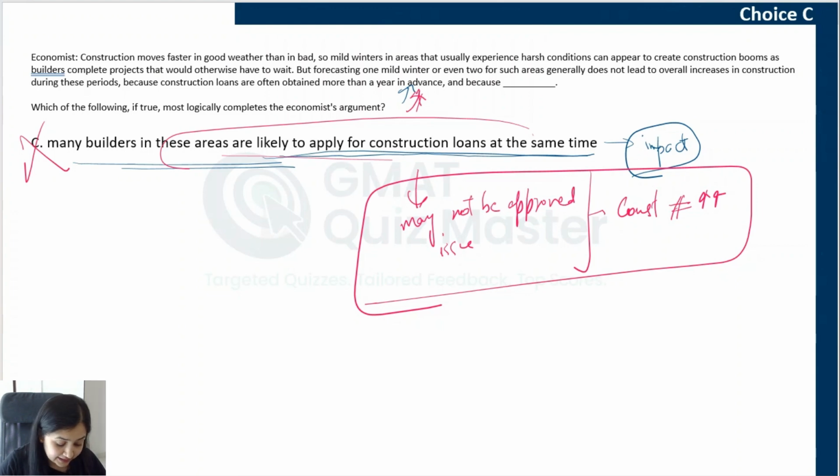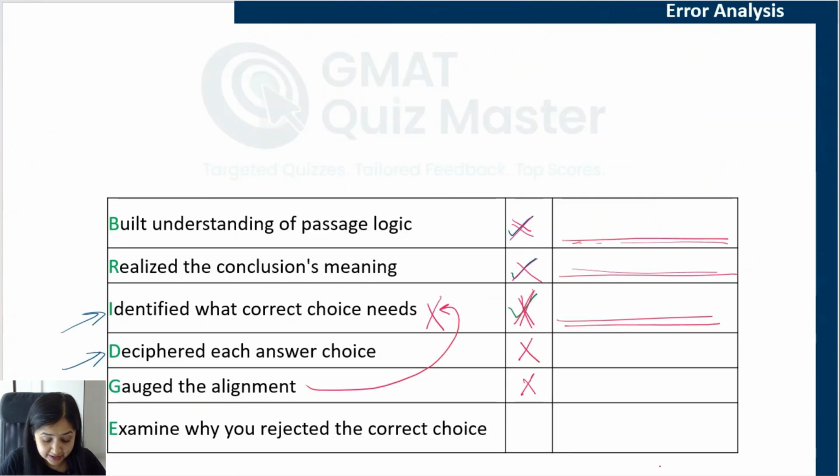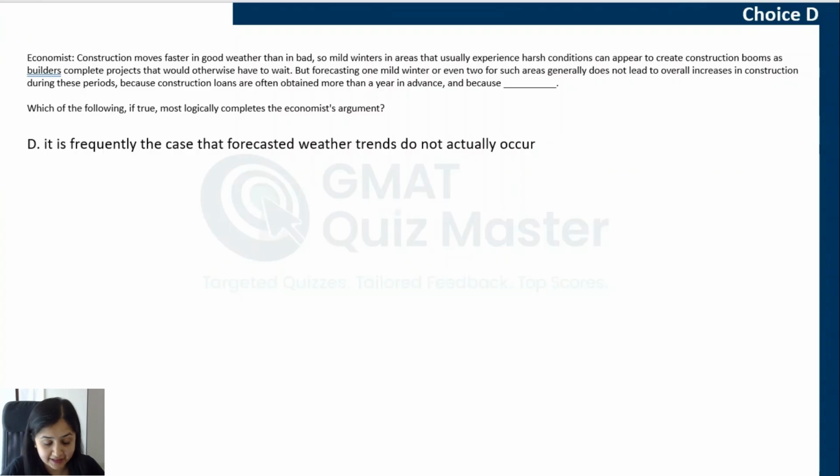Here, most likely, if that is the reason why you faltered, why you selected choice C, you understood what the correct answer choice needs to convey, but you did not understand this answer choice correctly. You brought in an assumption, and that is what will go here in this explanation. Choice D, which is the correct answer choice: it is frequently the case that forecasted weather trends do not actually occur. So we are saying that very frequently this forecast information is incorrect.